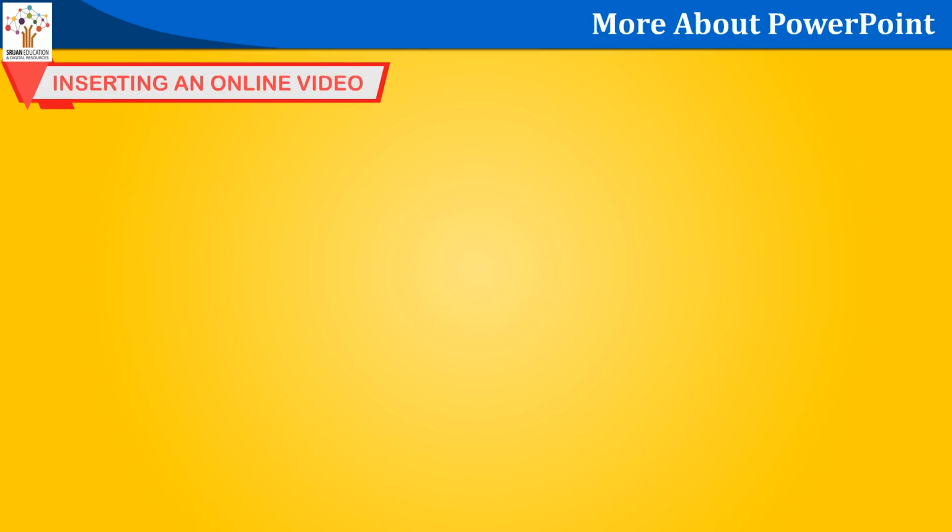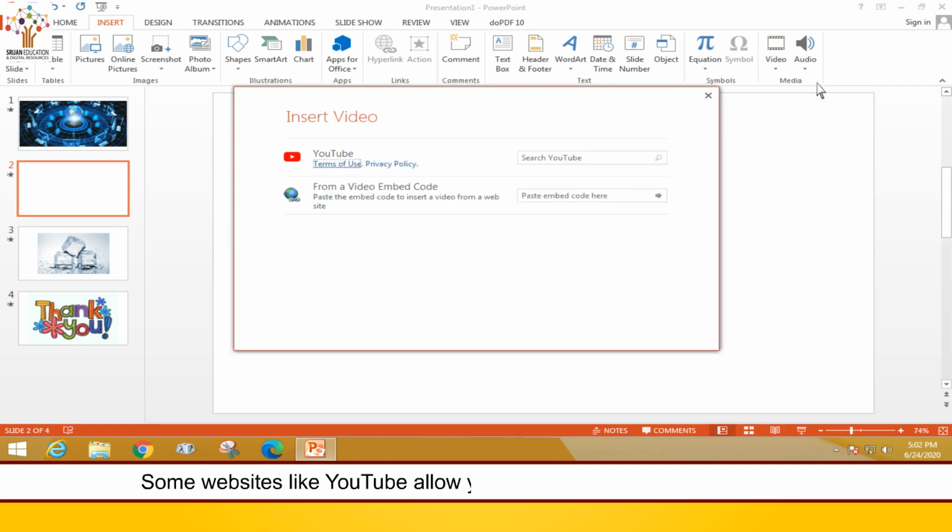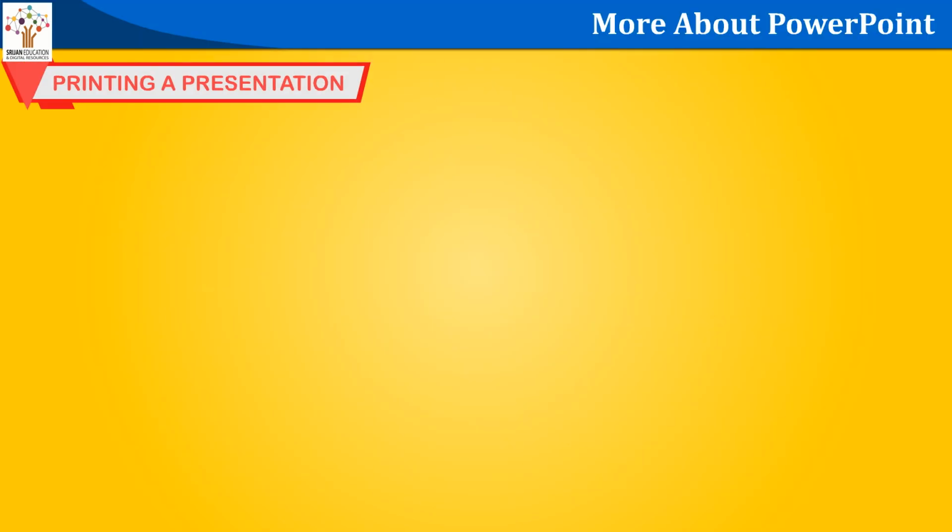Inserting an online video. Some websites like YouTube allow you to embed videos into your slides. An embedded video won't be physically added to your file, but it will play from its original source on the internet. This reduces the file size of your presentation, but you need to be connected to the internet for the video to play. Printing a presentation.